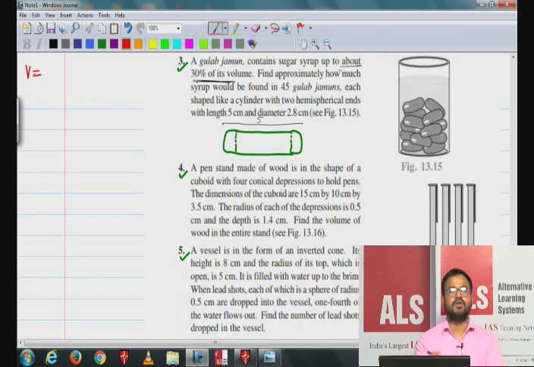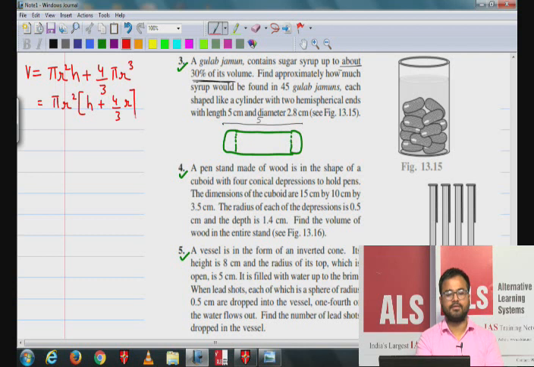So the total volume would be the volume of that cylinder, pi r square h, plus, since the two hemispheres on both the ends will make one sphere if you join them, the volume of the sphere, which is 4 by 3 pi r cube. This is the volume which we have to find. Here we can take pi r square common, because the radius is the same for both of them. So we will be left with h plus 4 by 3 r.